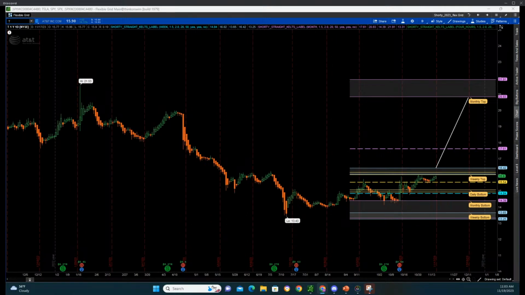Could you tell us how to use those clouds in TradingView? Is it the same thing, the clouds? Same thing, yep. You just don't have a scanner in TradingView. But we could pick up a stock and look at the clouds.